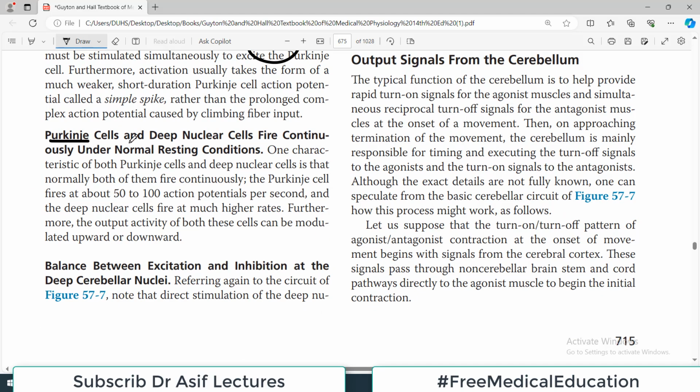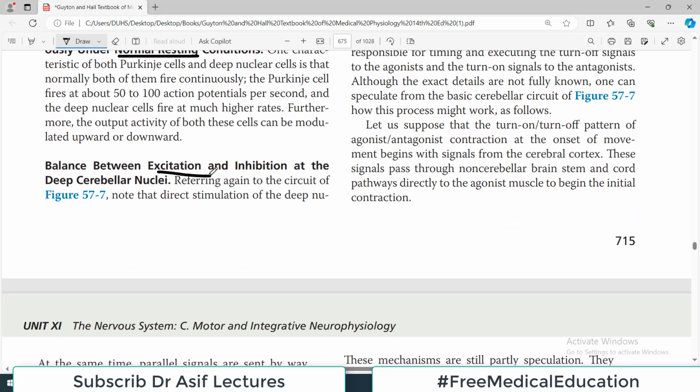Now, Purkinje cells and the deep nuclear cells fire continuously even under normal resting condition because they have to maintain muscle tone, और ऐसा नहीं है कि they never go off. So throughout your life, these cells are continuously firing. Okay, balance between excitation and inhibition at the deep cerebellar nuclei. Now, referring again to the circuit, अभी आपको बताया था कि ये excitatory fibers भी हो सकते हैं, inhibitory भी हो सकते हैं.